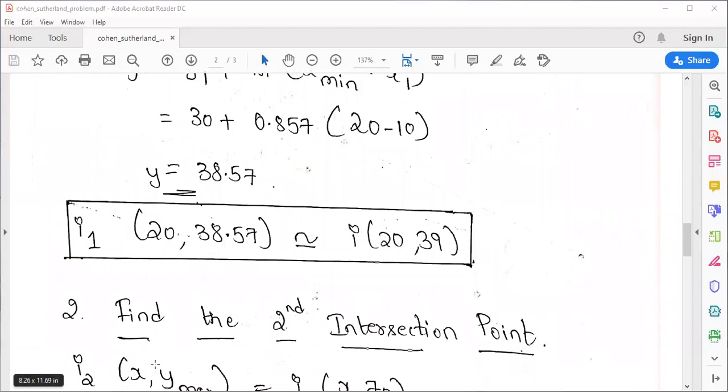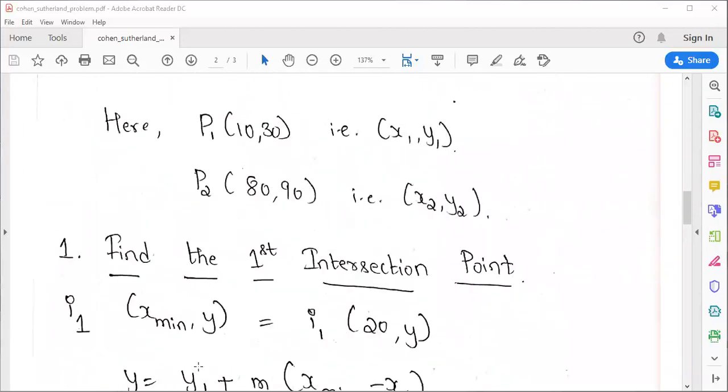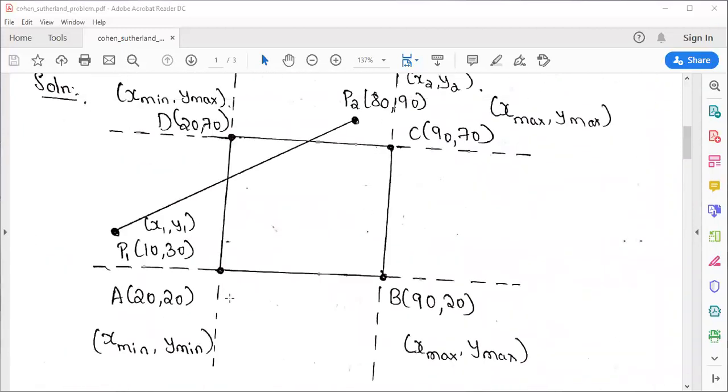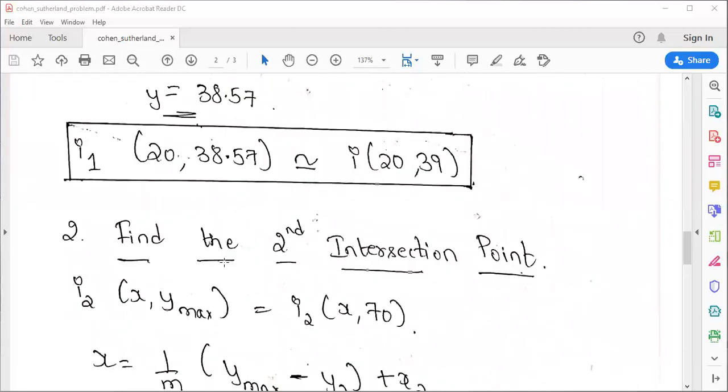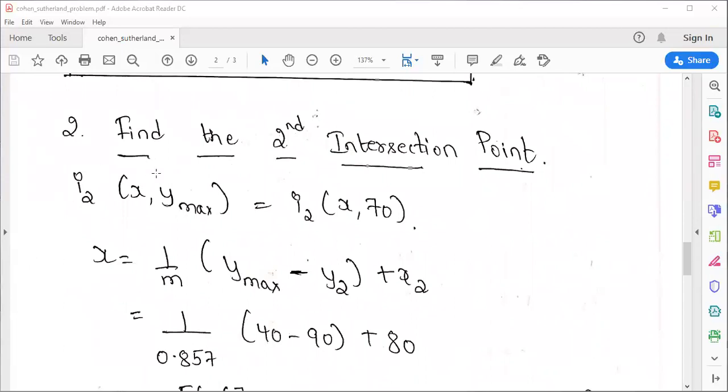Next, let's move on to find the second intersection point. The second intersection point is intersecting on the top of the clipping window, right? So here we have the y value, which is y max, and we have to find the corresponding x. To find the second intersection point I2, we know that the y value is the same as y max. So we have to find the corresponding x. Therefore, x comma y max.